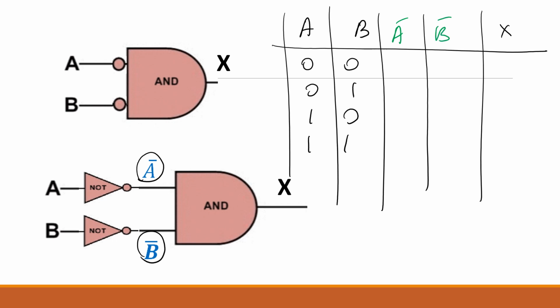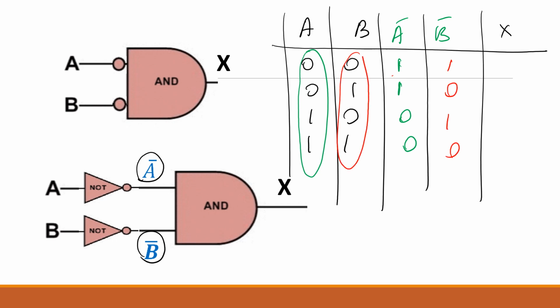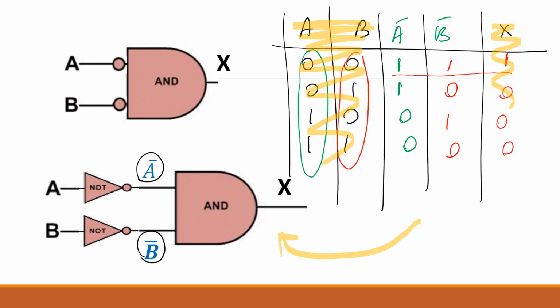So A bar is what here? 1, 1, 0, 0. This needs to be opposite. Am I right? A bar means the opposite of A. So what should be the B bar? 1, 0, 1, 0. It should be the opposite of this. Now you look at these ones. And so you have 1 here, you have 0, 0, 0. So if you look at the input and the output only, you can see the input is these two and the output is this for this particular gate. Make sense? Is it clear or not?